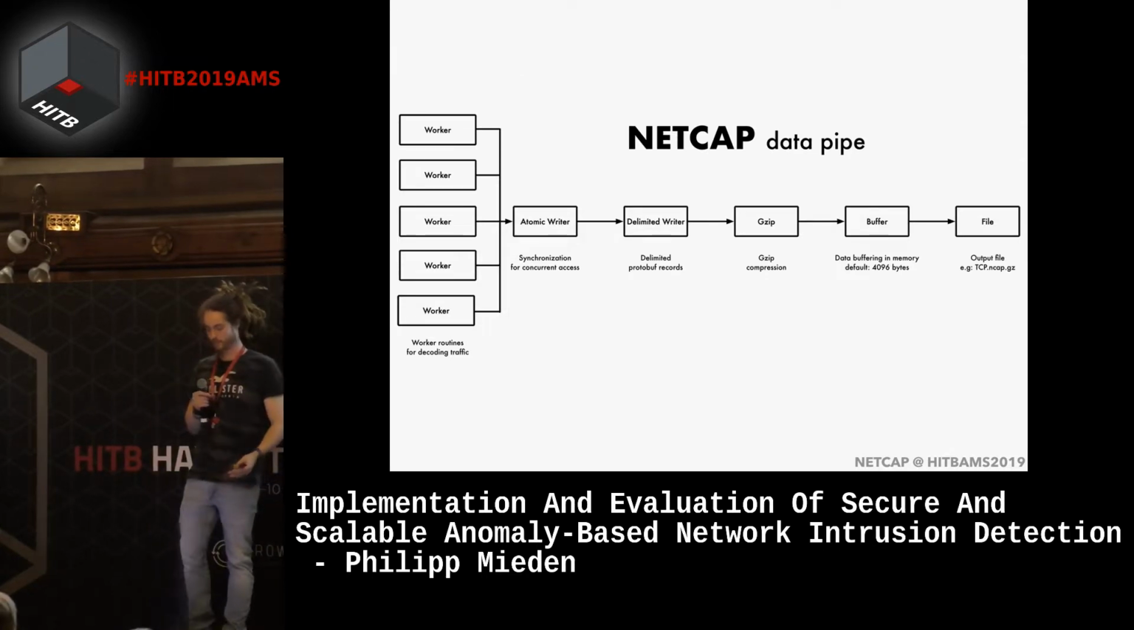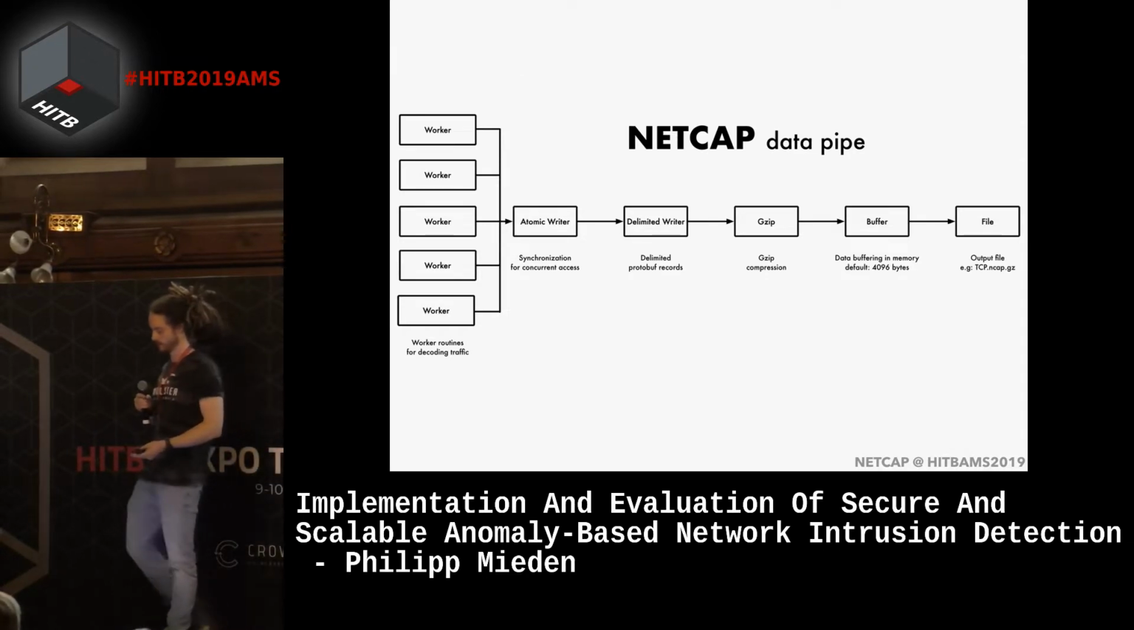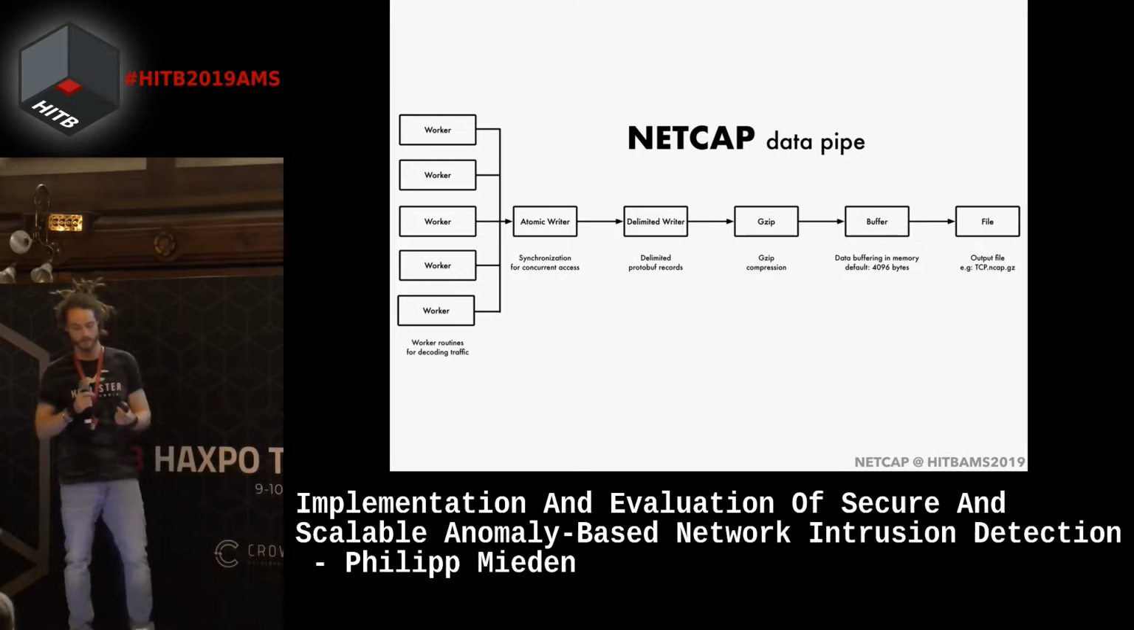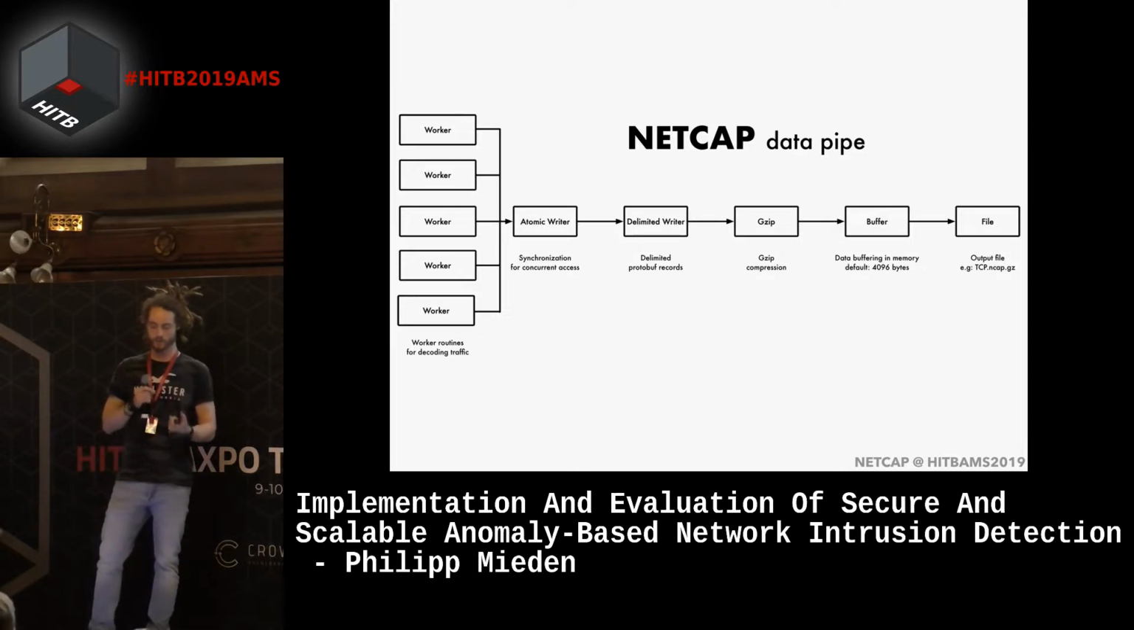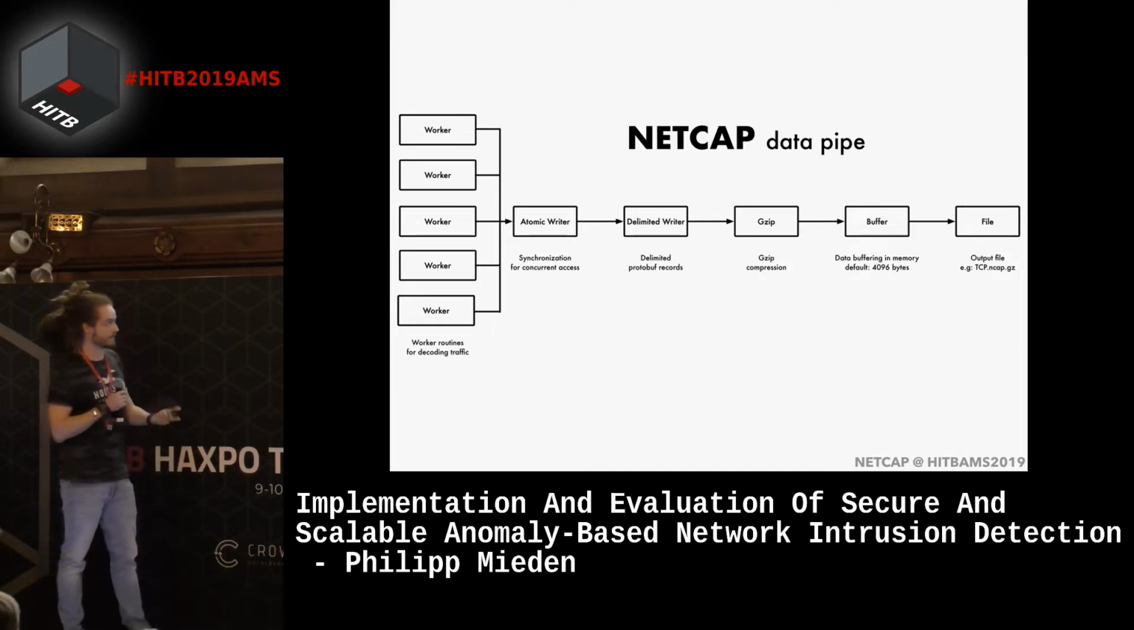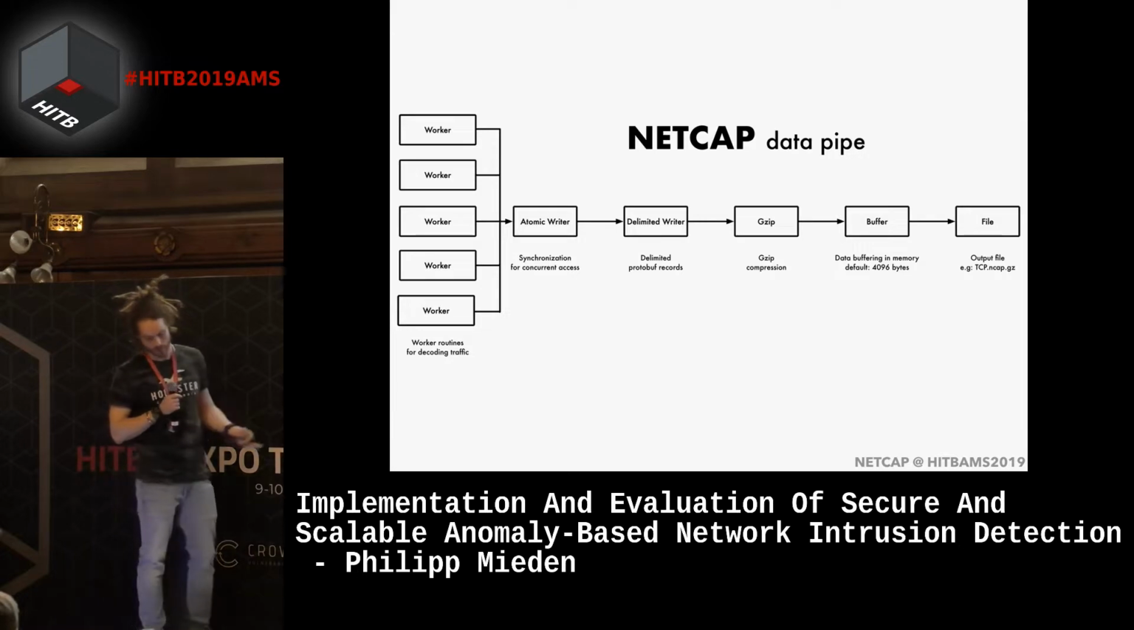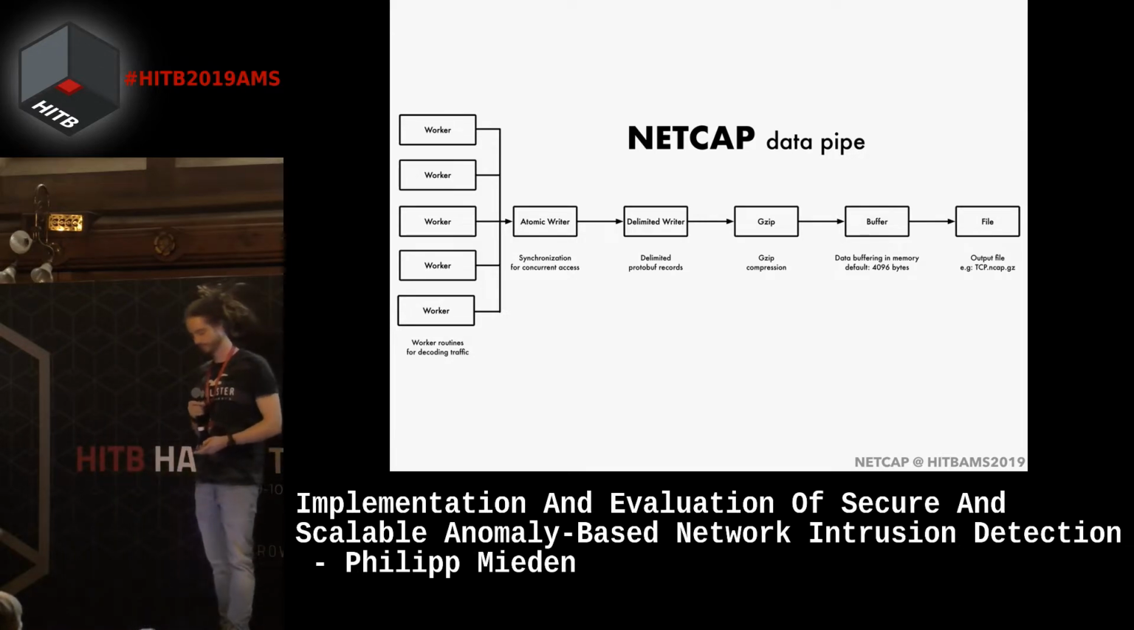In NETCAP, I call it the data pipe, because once a layer type, or a decoded protocol, is available, it's being passed into the data pipe. This is basically a thread-safe mechanism for writing those to disk, and you can write into it from several threads. It's synchronized, and then the audit record will be serialized, delimited, compressed, buffered, and finally written to disk.